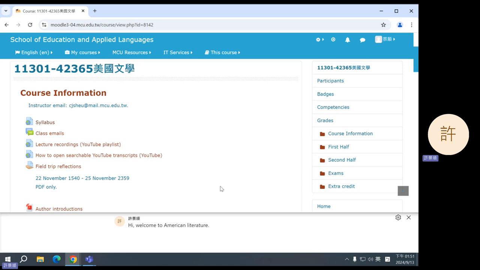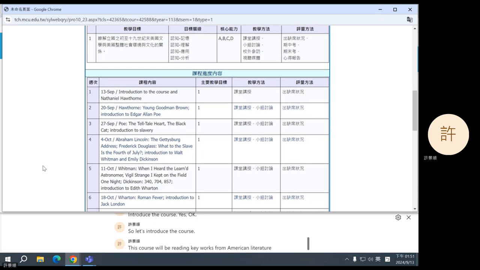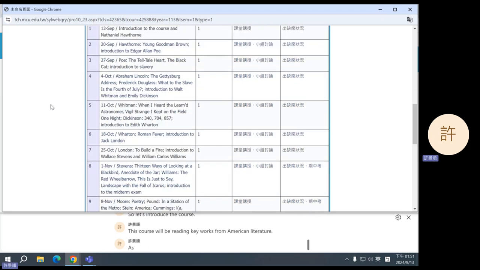So today I will introduce the course. This course will be reading key works from American literature. As you can see, every week we're going to read one story or five short poems.